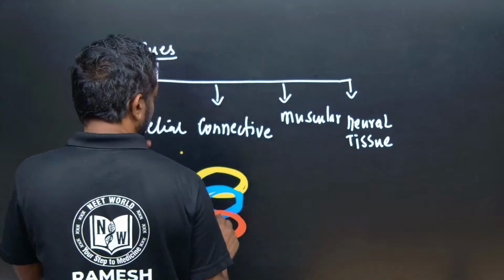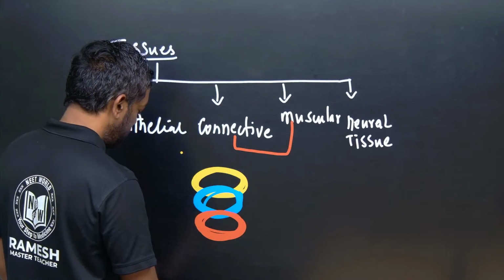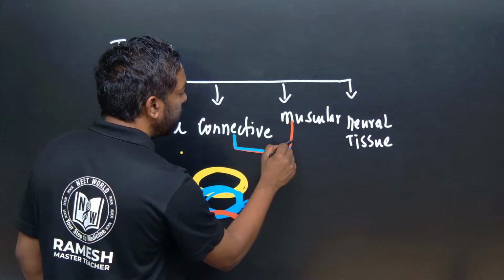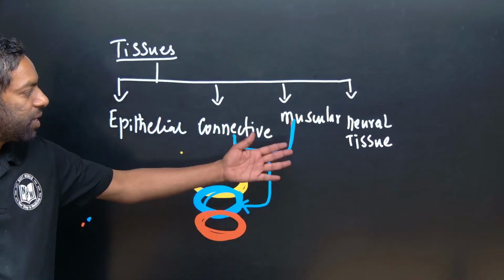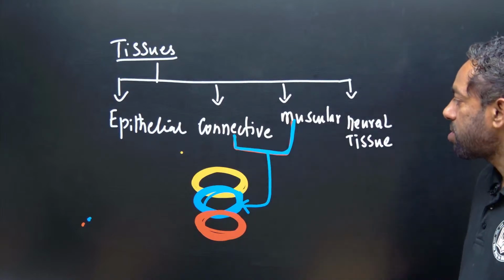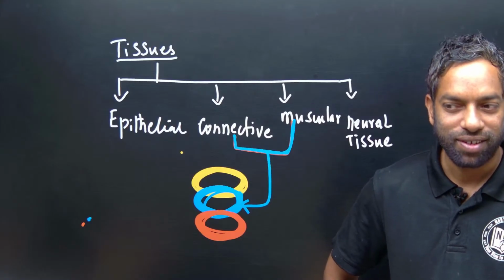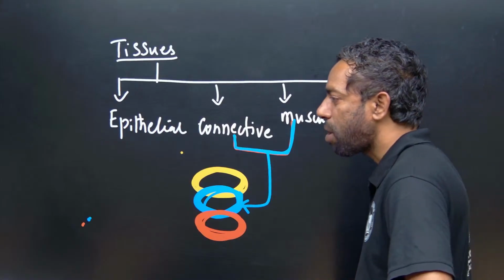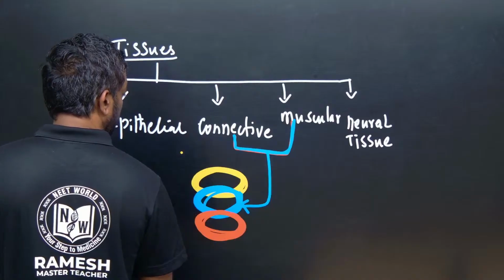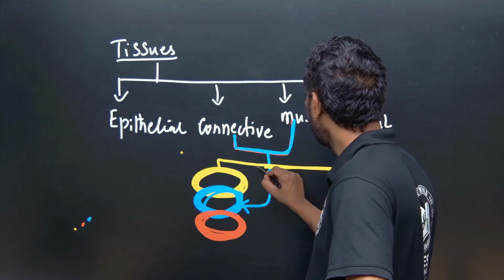Okay. So, guys, connective tissue and muscular tissue originate from the mesoderm. Neural tissue is originated from which germ layer? Ectoderm or endoderm? Tell me. Ectoderm. So, we will give yellow. Neural tissue is originated from the ectoderm.